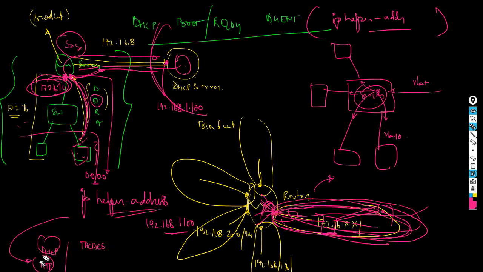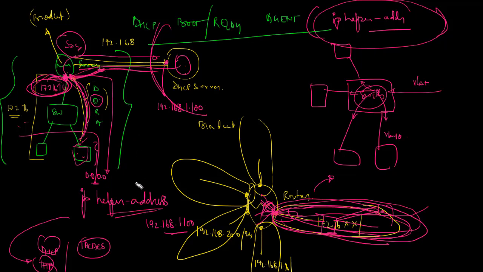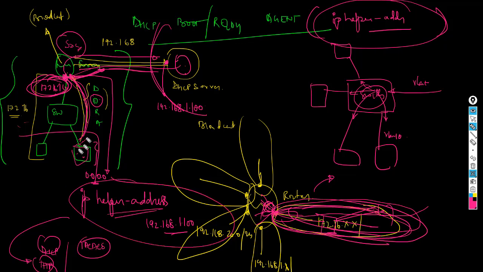So there are some protocols: when they are on two different networks, we can make use of the IP helper address to achieve reachability. Basically, what this command does is forward the UDP broadcast. As soon as you get that UDP broadcast, it's going to forward it to the IP that you have mentioned. Whatever UDP broadcast you are receiving, just push it to this IP. That's the basic functionality of this command.